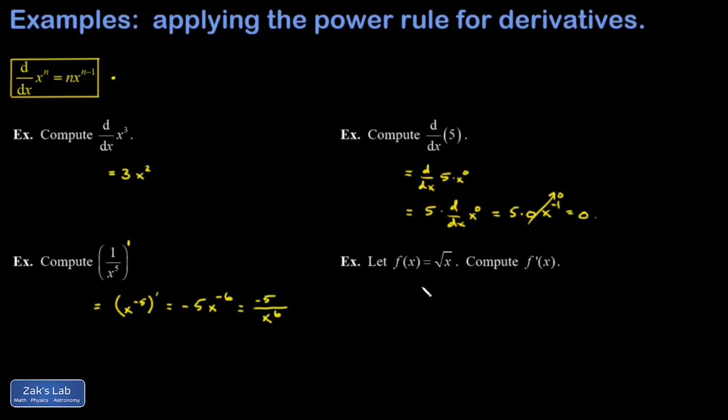Finally, we have an example with a square root, and a square root is just a power of 1/2. So I have f of x is really x to the 1/2, and that means f prime of x is found by bringing down the exponent out in front and subtracting 1 from the original exponent. Well, 1/2 minus 1 is negative 1/2. This could be rewritten as 1 over 2 x to the positive 1/2, which is nicer if I write it as 1 over 2 square root of x, and we're done.